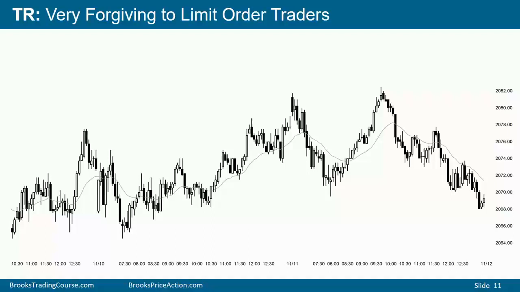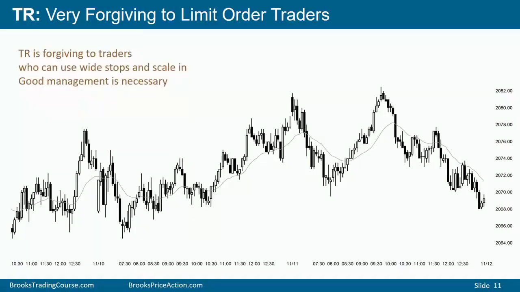Several days, 5-minute chart. I want to make the point that if you're trading with limit orders, buying below things in the bottom half, selling above things like prior highs in the top half, the market is very forgiving of limit order traders. In other words, you usually can make a profit and you can almost always avoid a loss if you manage your trade correctly. When I say manage your trade correctly, what I'm talking about is if you can use an appropriately wide stop, and especially if you can scale in.